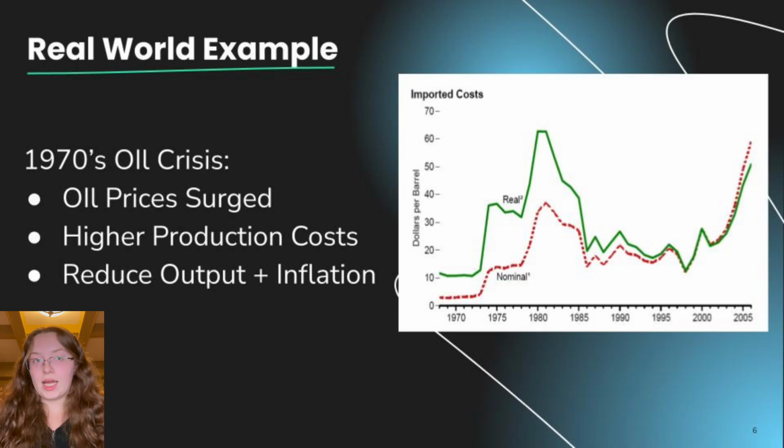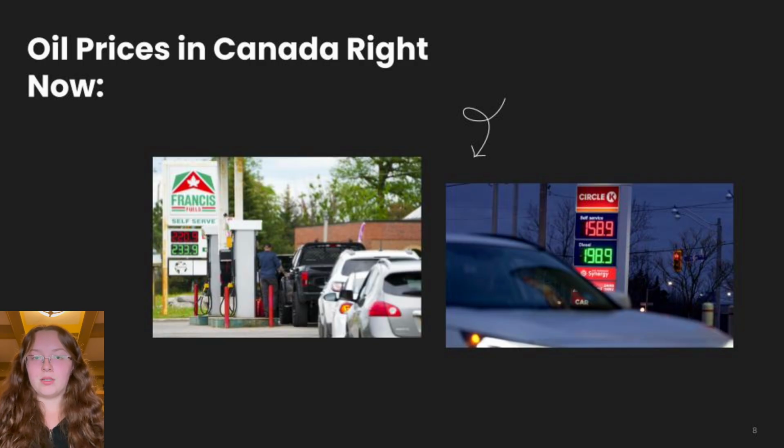This led to lower economic output and higher inflation in countries like the United States and Canada, and all around the world. The effects were significant. Unemployment increased as firms reduced production, and consumers faced rising prices, reducing their purchasing power. Now, something similar is happening across the world right now. Due to a lack of access to oil, prices are rising, about $160 in Canada right now.